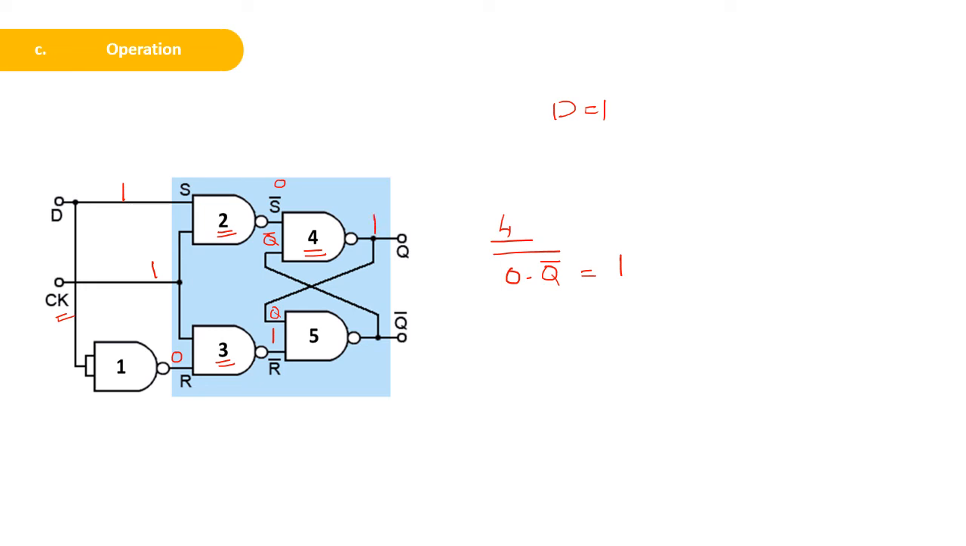Now this 1 is getting fed back here. So if you take NAND gate 5, both inputs are 1, so its complement is equal to 0. That means Q bar will become equal to 0. Whatever the Q bar value, you will get the output as 1 here. So Q will be equal to 1 and Q bar will be equal to 0 when you apply D equal to 1.